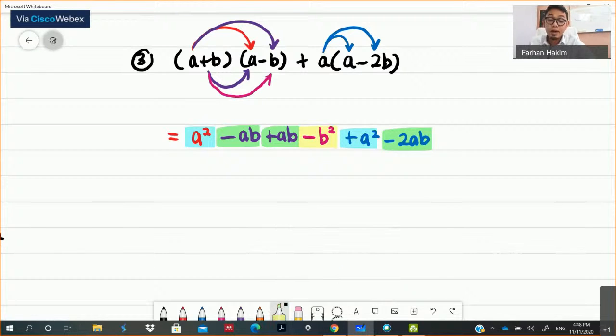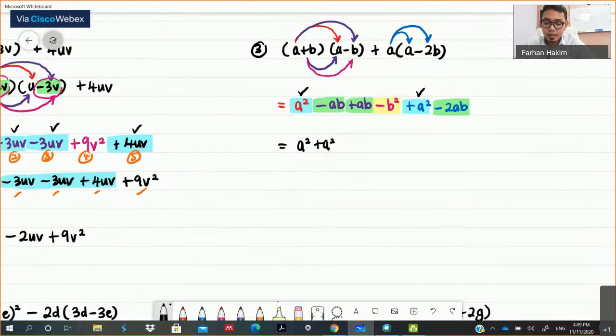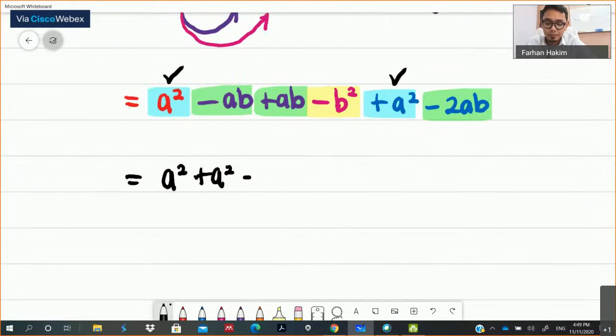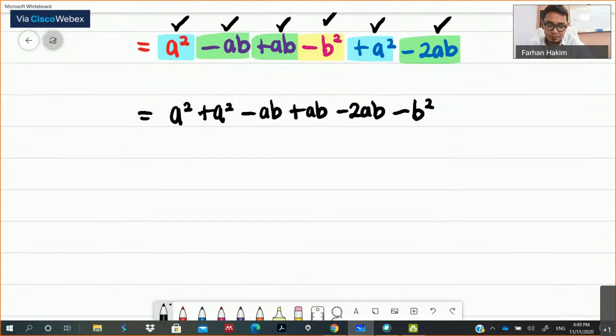Dia seorang-seorang. Alright, something like this. So, I'm going to rearrange. Kita kumpul biar dia sama terms. A square, dah. Positive a square, alright, dah. Now, I want to write ab pula. Alright, suppose I have negative ab. Okay. Dah. Right, positive ab, dah, and negative 2ab. Ada satu lagi? Yes, negative b square. Okay, so now we can simplify this.